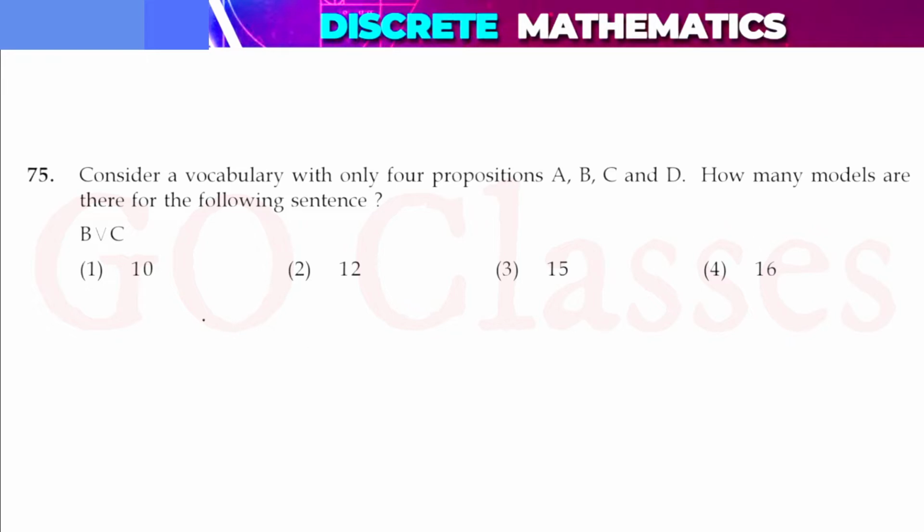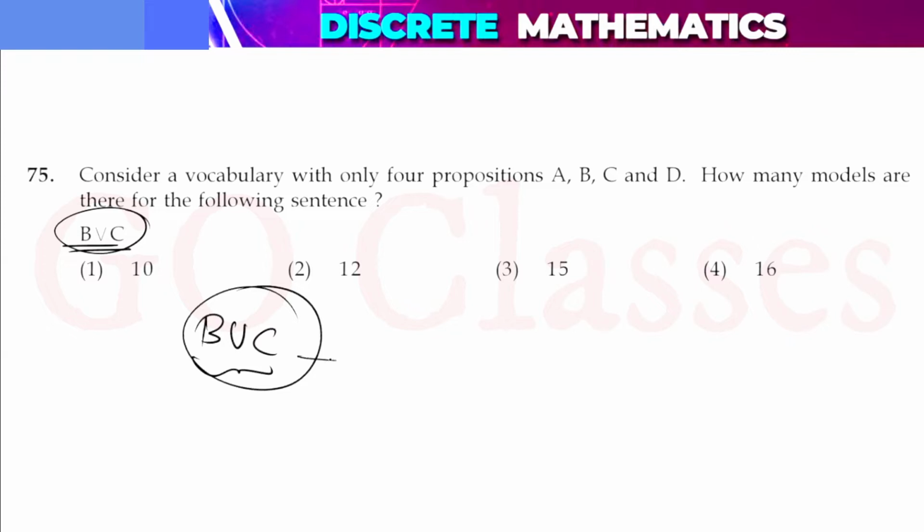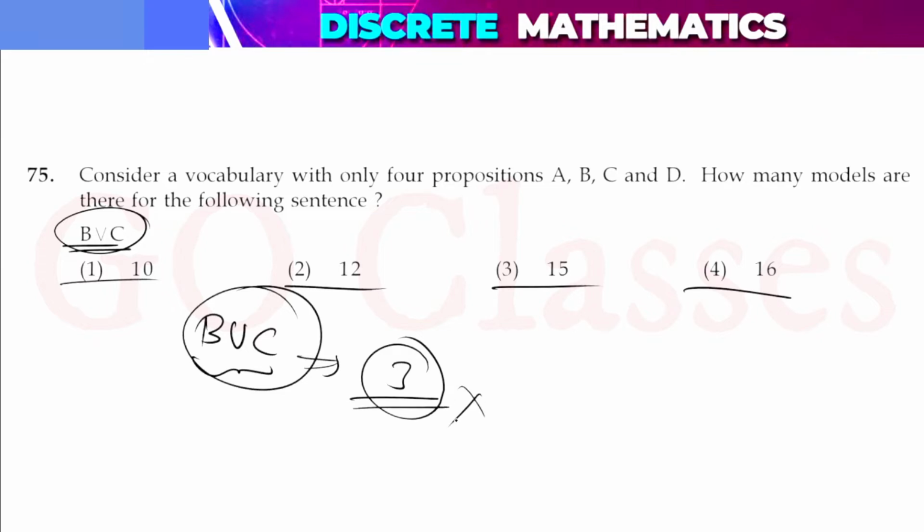Let me tell you, when some students see this formula B or C, they directly say that B or C has 3 models. But there is no such option here. You can see 3 is not an option. So somewhere you are making a mistake. Let me tell you what that mistake is.